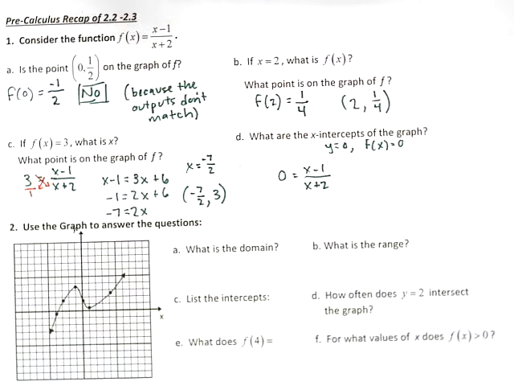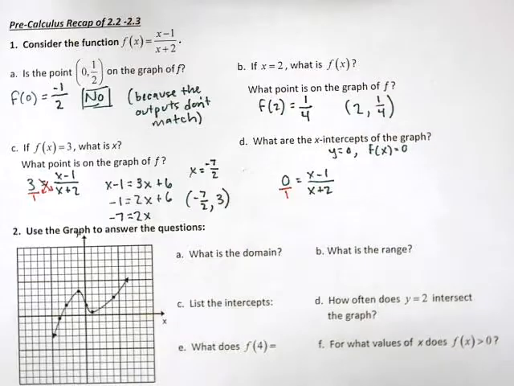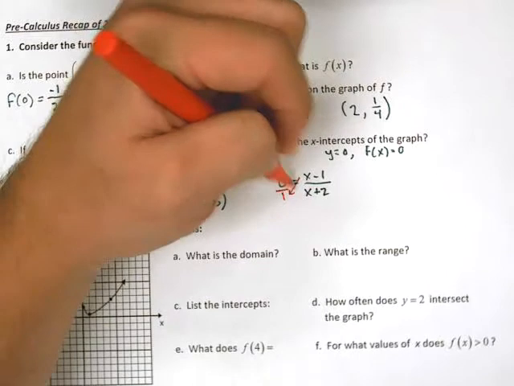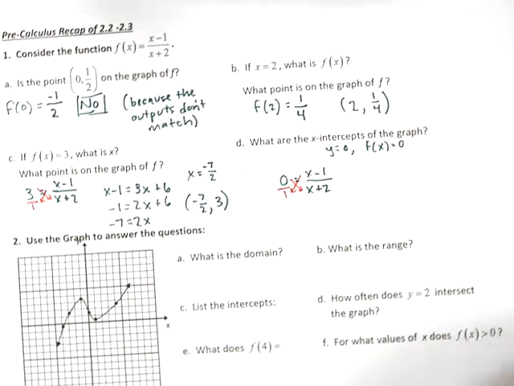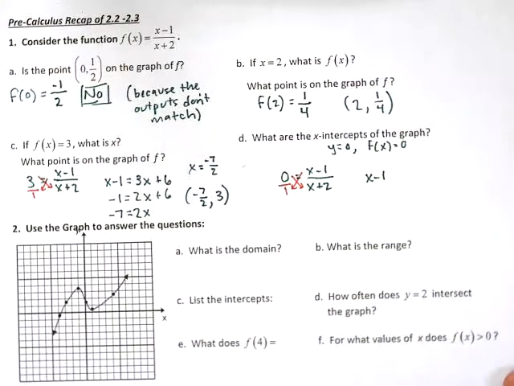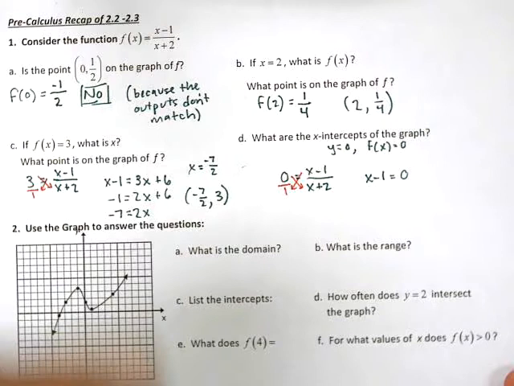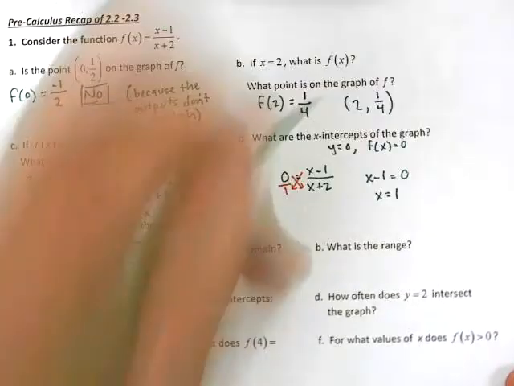Now, similarly, I would make this a fraction. I would cross multiply. x minus 1 times 1 is still just x minus 1. 0 times absolutely anything is just 0. So I solve and I get x equals 1.